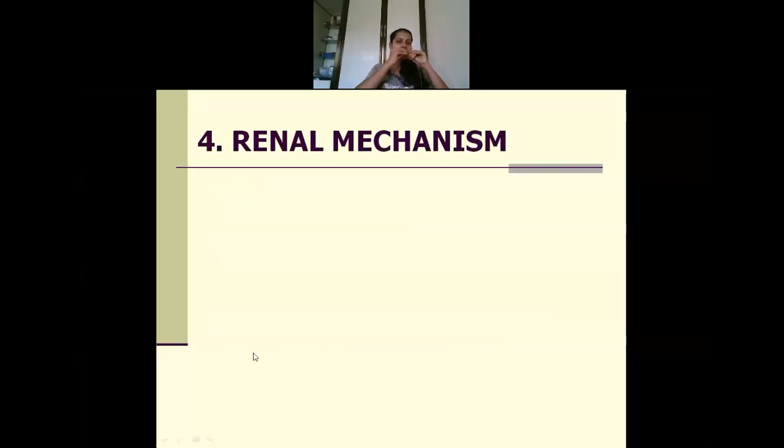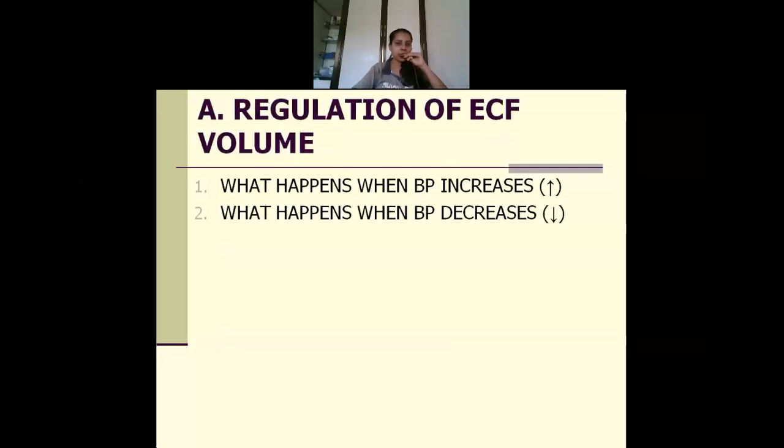Next we will see the renal mechanism. The renal mechanism also helps to regulate the blood pressure. We will see both the RAS mechanism and the regulation of extracellular fluid mechanism. We'll see what happens when BP increases, and what happens when BP decreases.